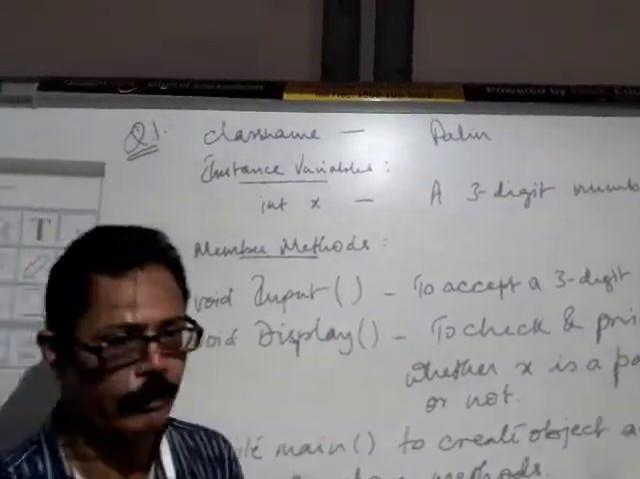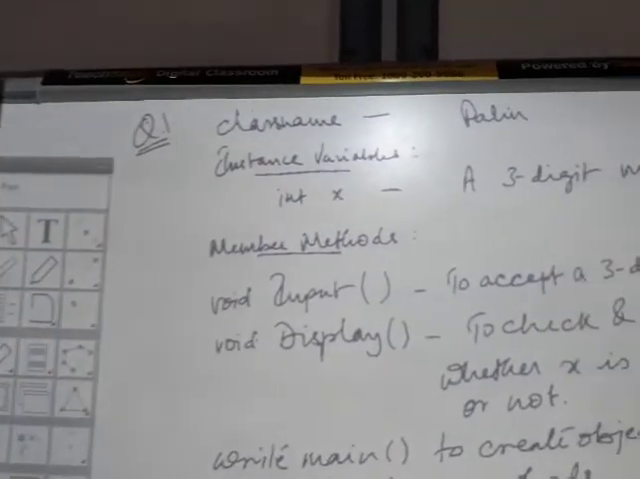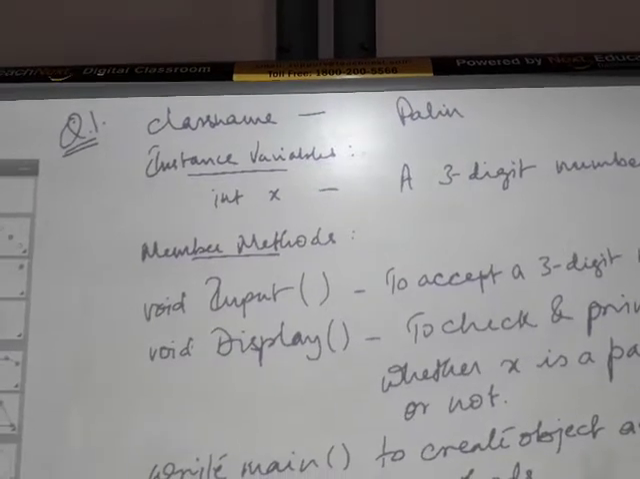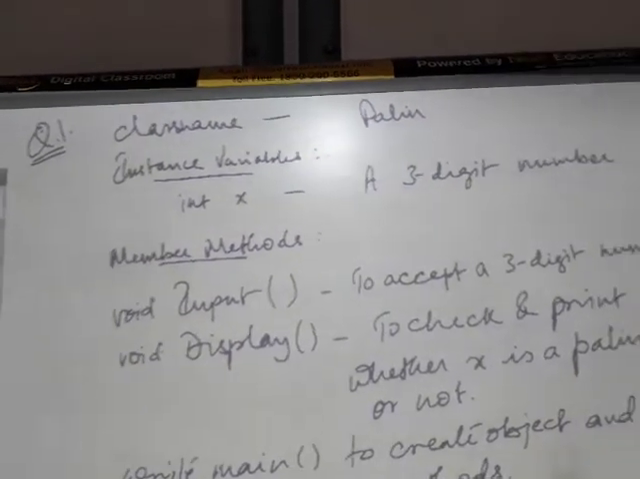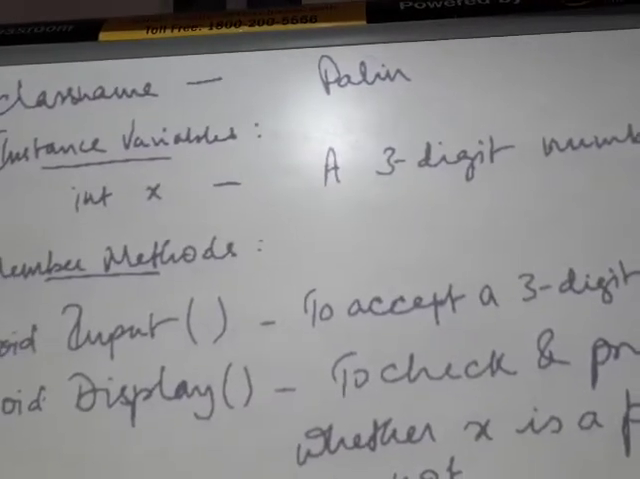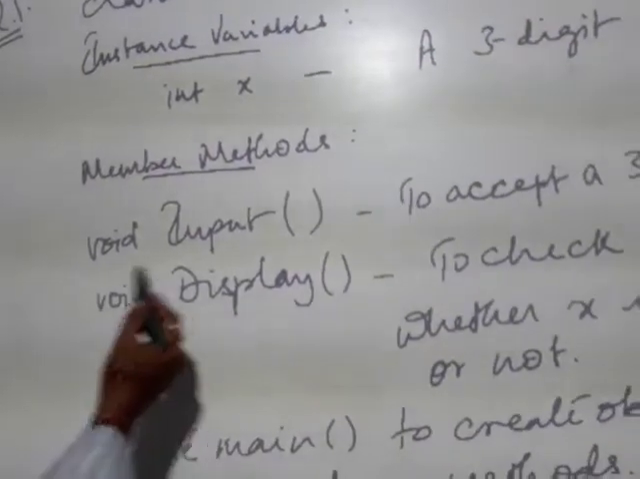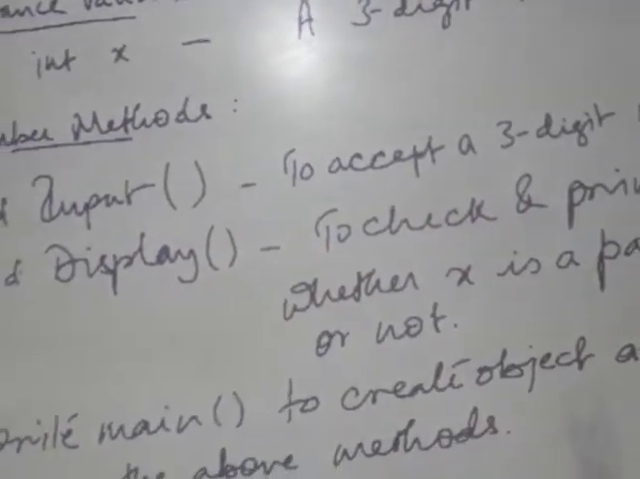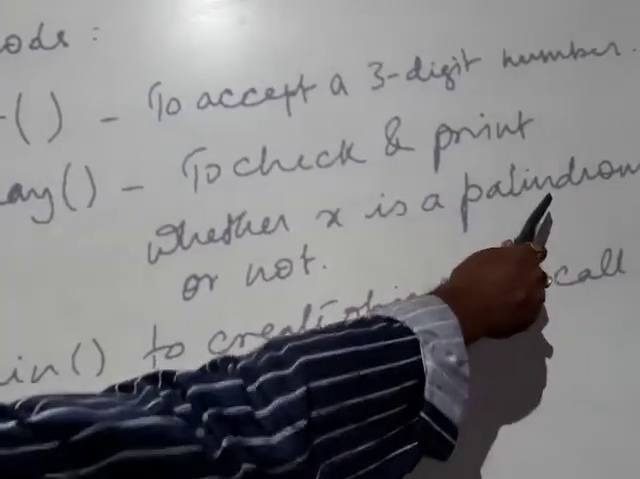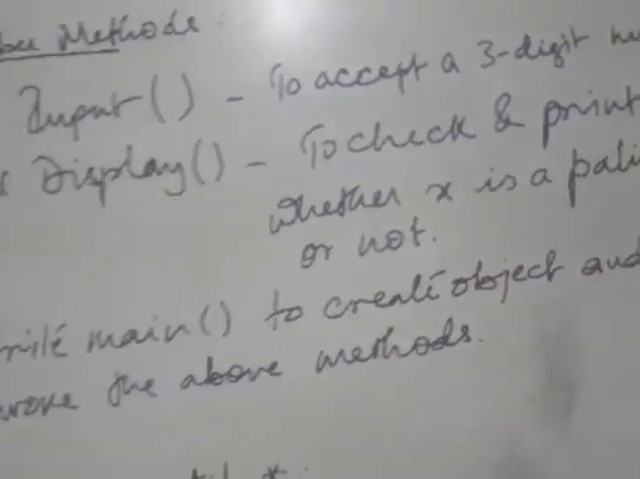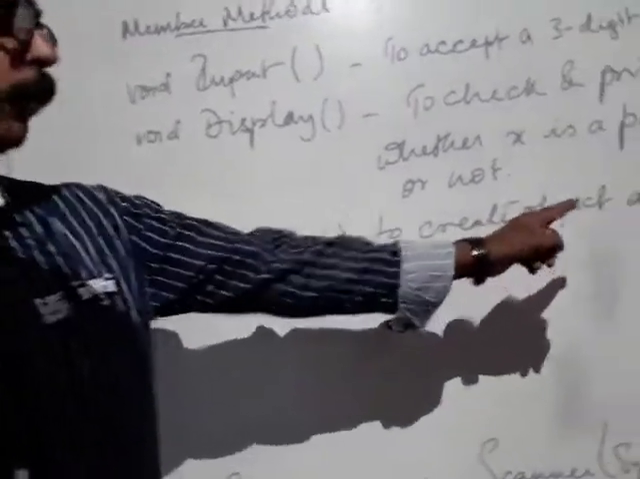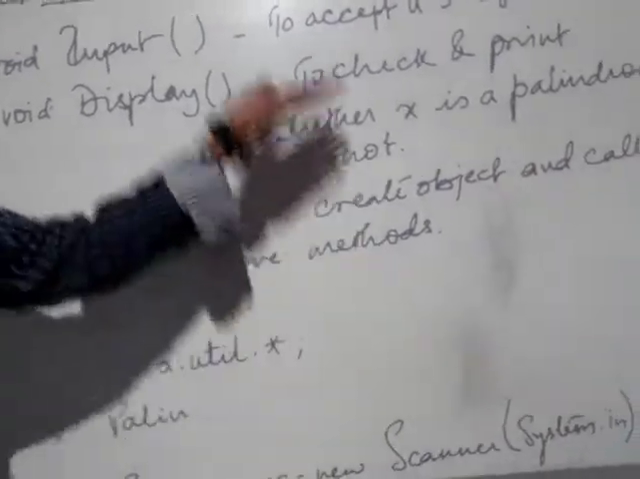In today's topic, I have given a question here. The question is: class name palin, instance variables or global data members, int x which represents a 3-digit number. Then member methods: void input to accept a 3-digit number, void display to check and print whether x is a palindrome. I hope you know the meaning of palindrome. That means the reverse of a number equals the number itself. Then write a main method to create an object and call or invoke the above methods.